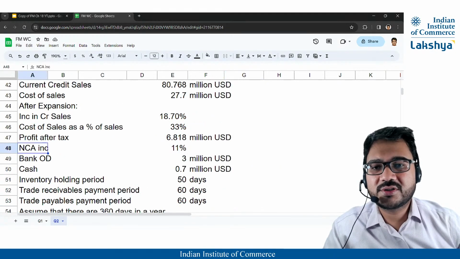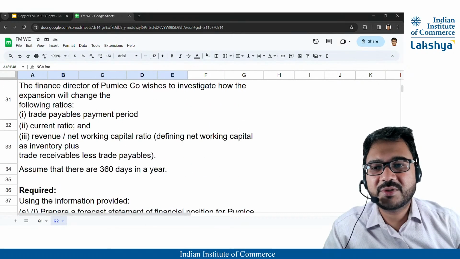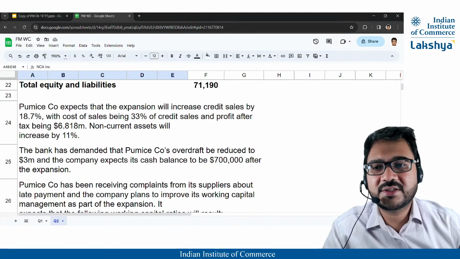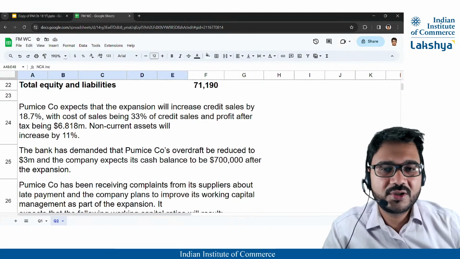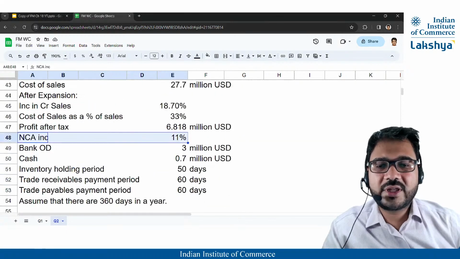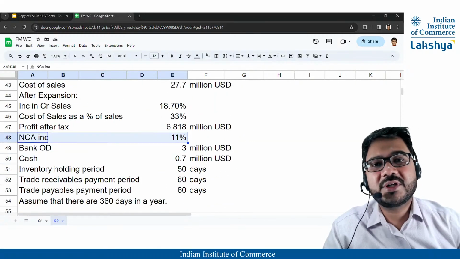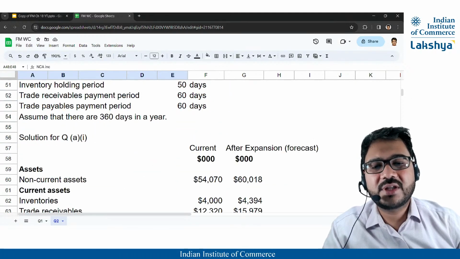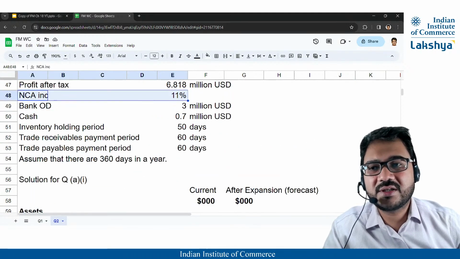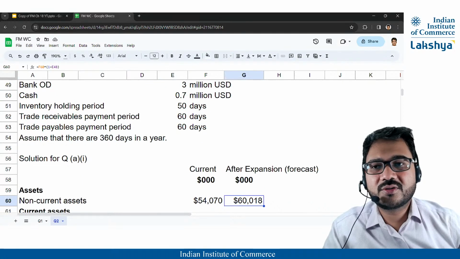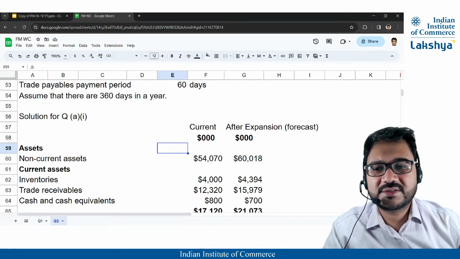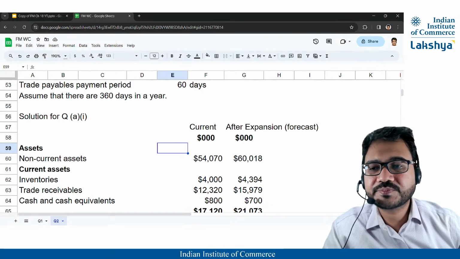Or sorry, it was written that net non-current asset increased by 11%. Was that given in the question? Did I miss it out? I don't remember. Yeah, non-current asset will increase by 11%. Okay. So, or else we could have assumed that that 8 million is going to fund the entire expansion. That was an assumption that I made. But anyways, it's been given explicitly. So we can take the 11% growth in non-current assets, right?